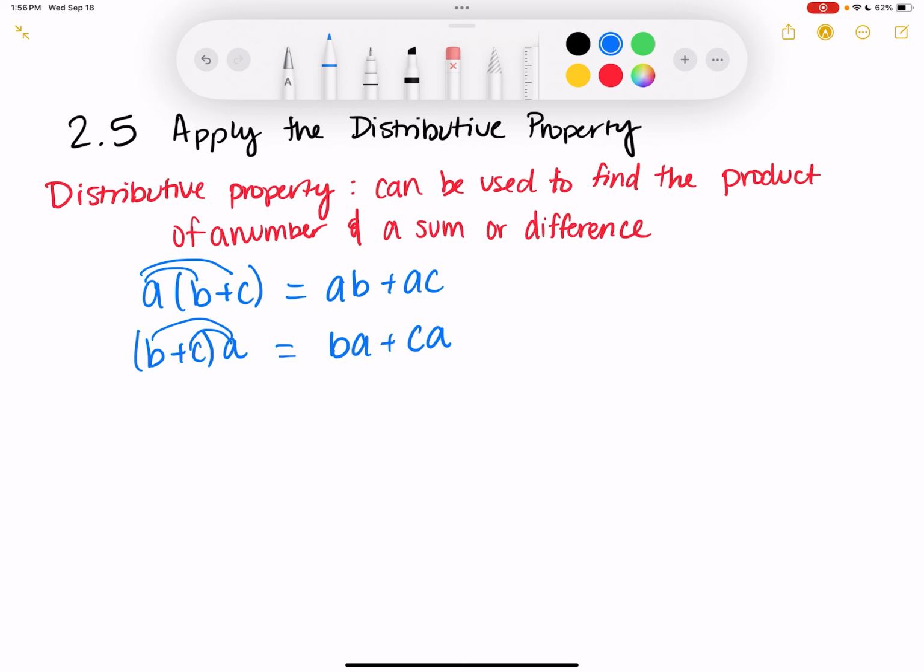And at the end of the day, it doesn't matter which order you write these letters in, because the commutative property that we had allows us to write them in any order and it means the same thing. But that's for addition. We'd have the same thing for subtraction. So if I had A times B minus C, that would be A times B minus A times C. If I had B minus C times A, that would just be B times A minus C times A.